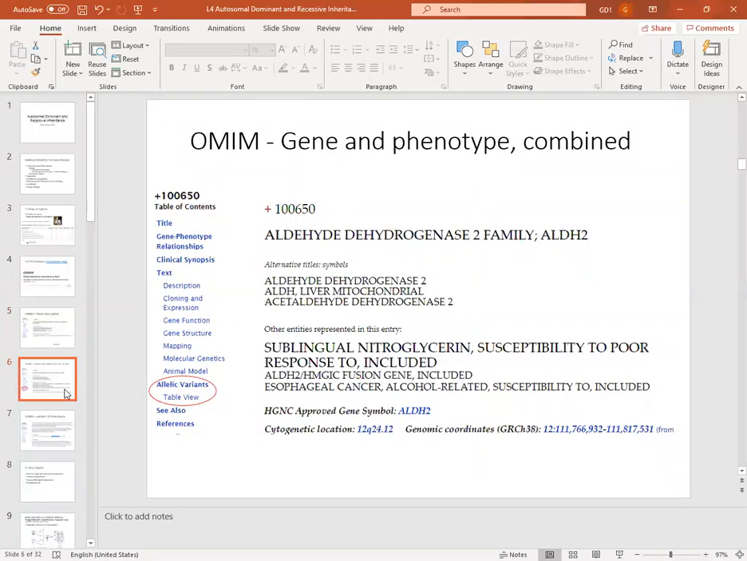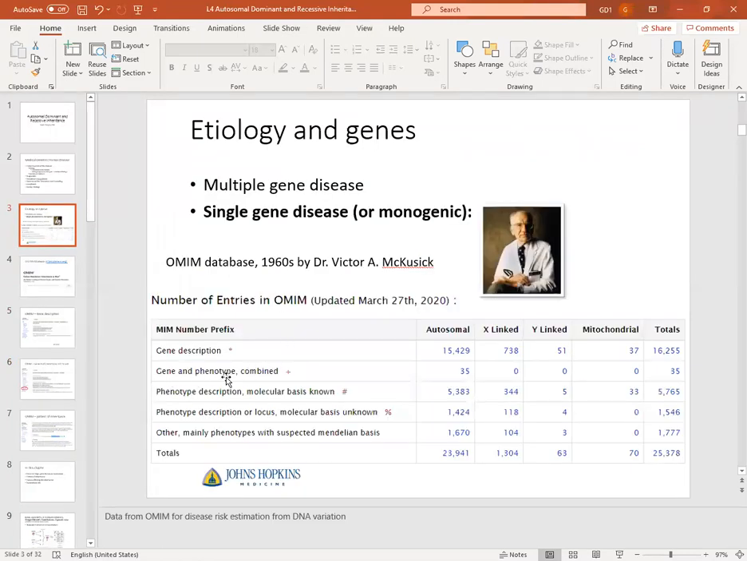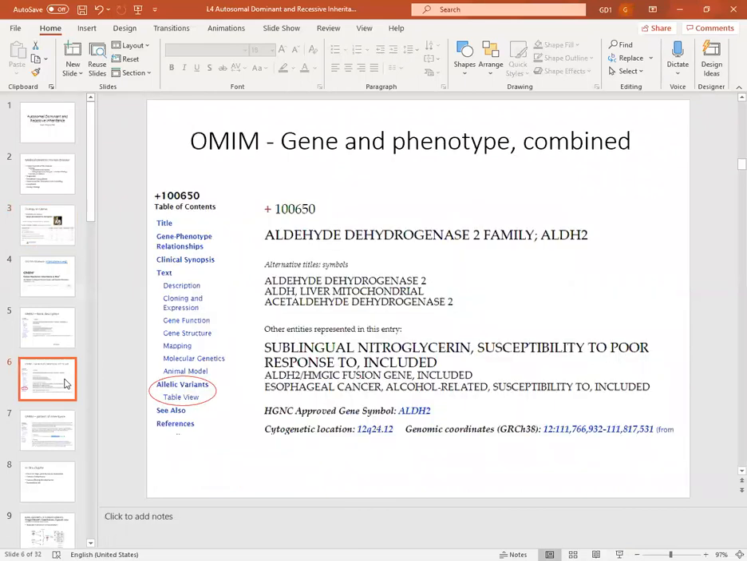Here I'm checking the second thing, the gene and phenotype combined. There is a lot of information related to the phenotype combined with the gene, and they view it in the OMIM system. Here they have information like allelic variants.